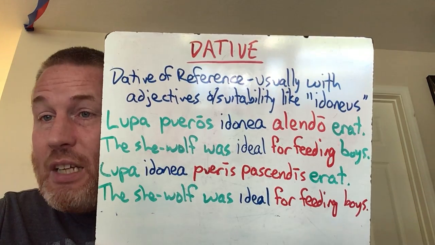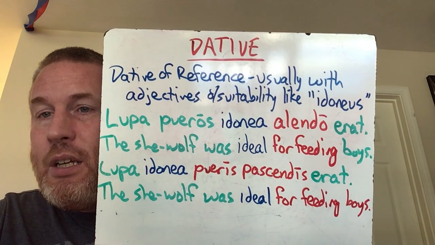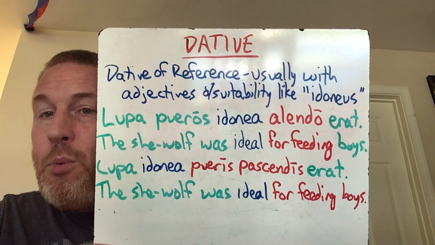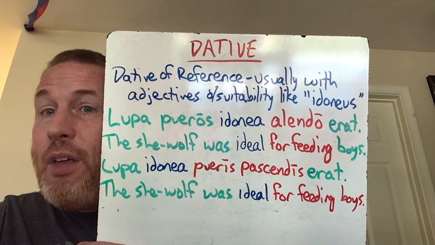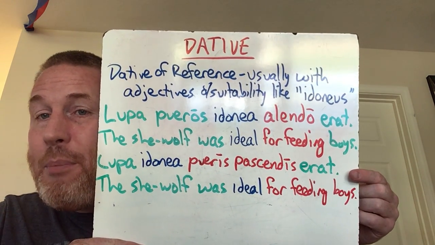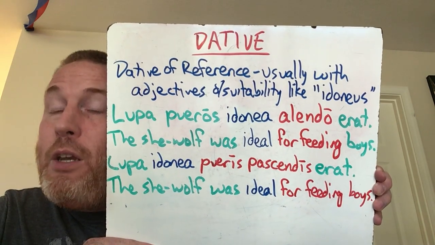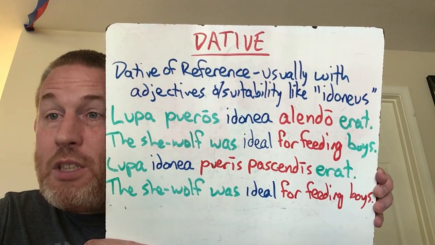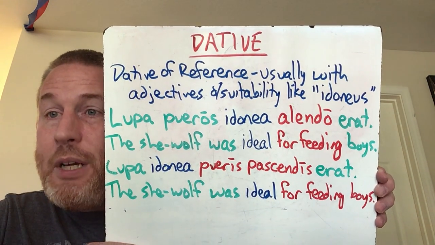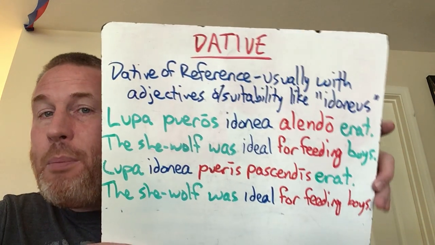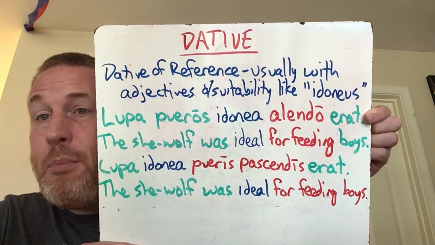Okay. The second example, lupa idonea pueris pascendis erat. Now this is where it gets fun. The she-wolf was ideal for feeding boys. It's kind of the same thing, except grammatically you'll see something different happening here, right? What kind of boys was she ideal for? The feeding kind, right? And we know that it's modifying the boys because it matches number, case, and gender. Therefore, it's a gerundive. So we translate it as an adjective, whereas up here, she was ideal for the verbal noun that is feeding. And what was she feeding? The direct object, that is the boys.